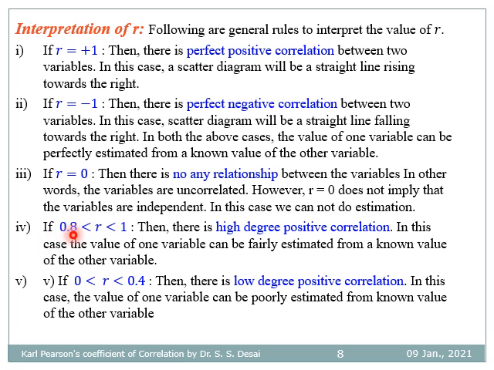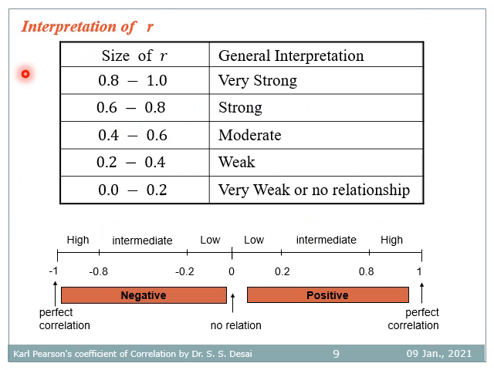If 0.8 less than r less than 1, then there is high degree positive correlation. And if 0 less than r less than 0.4, there is low degree positive correlation. All the points regarding interpretation of r can be summarized in the following table as well as diagram.